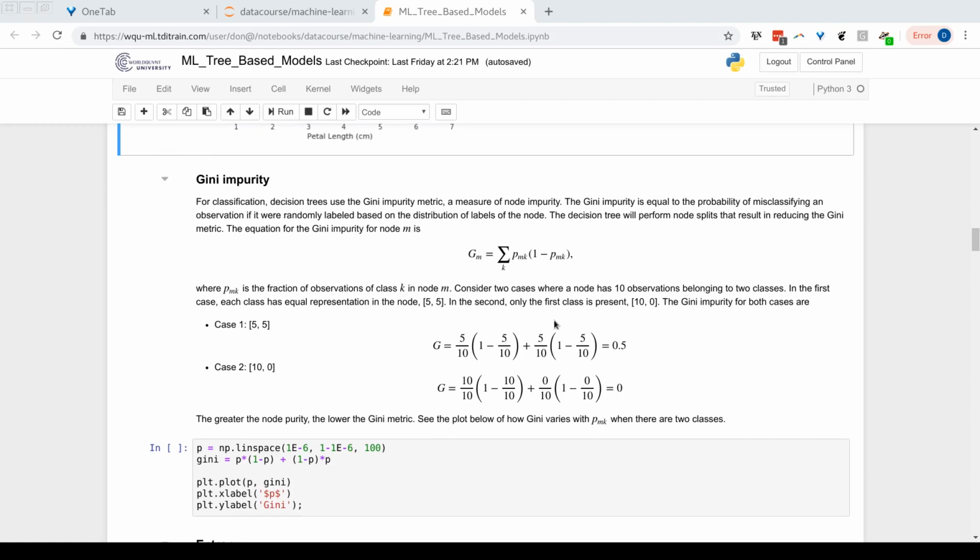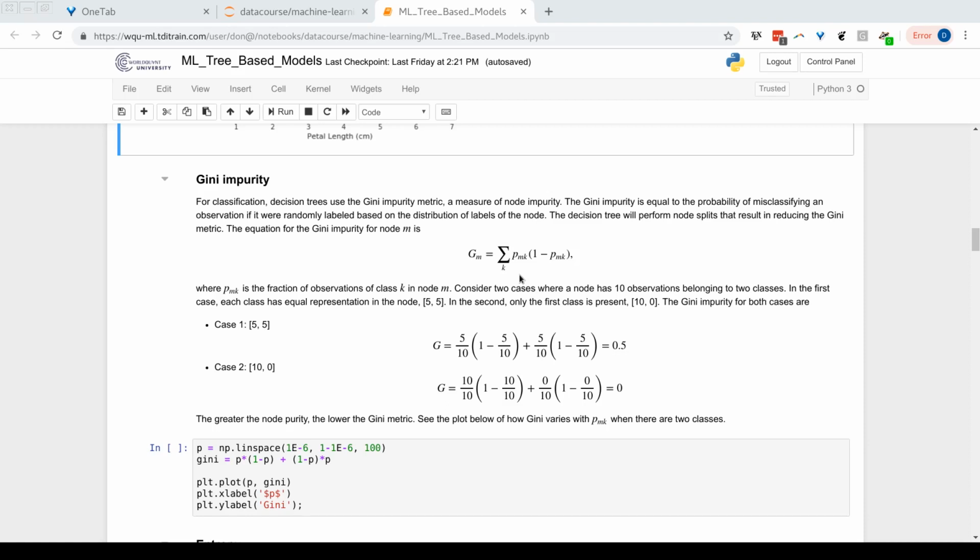The equation for the Gini metric is defined here. Notice P of M, K. K represents a class, a certain class. So if we have 3 classes, we're going to add 3 different values. And P represents the fraction of observations in class K that reside in node M. So M here is going to be the index to refer to a particular node. So the Gini impurity metric value for a certain node M is equal to this equation.